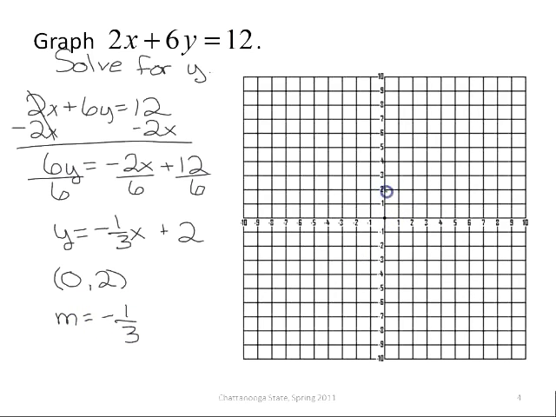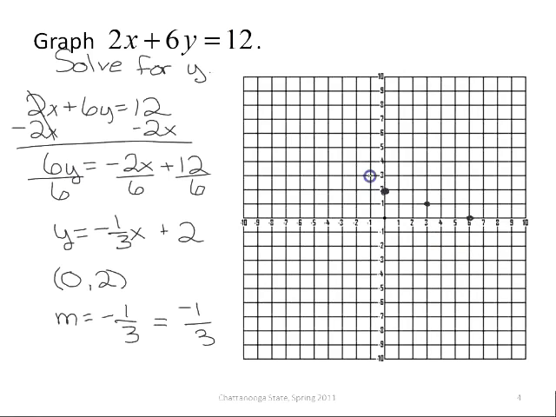So let me go to my y-intercept first. That's my first point. I plot it. And from that point, I use my slope to get my next point. Because my slope is negative, I'm going to think of that as a negative 1 over a positive 3. So that means I would go down 1 and to the right 3. I could do it again, down 1 and to the right 3.